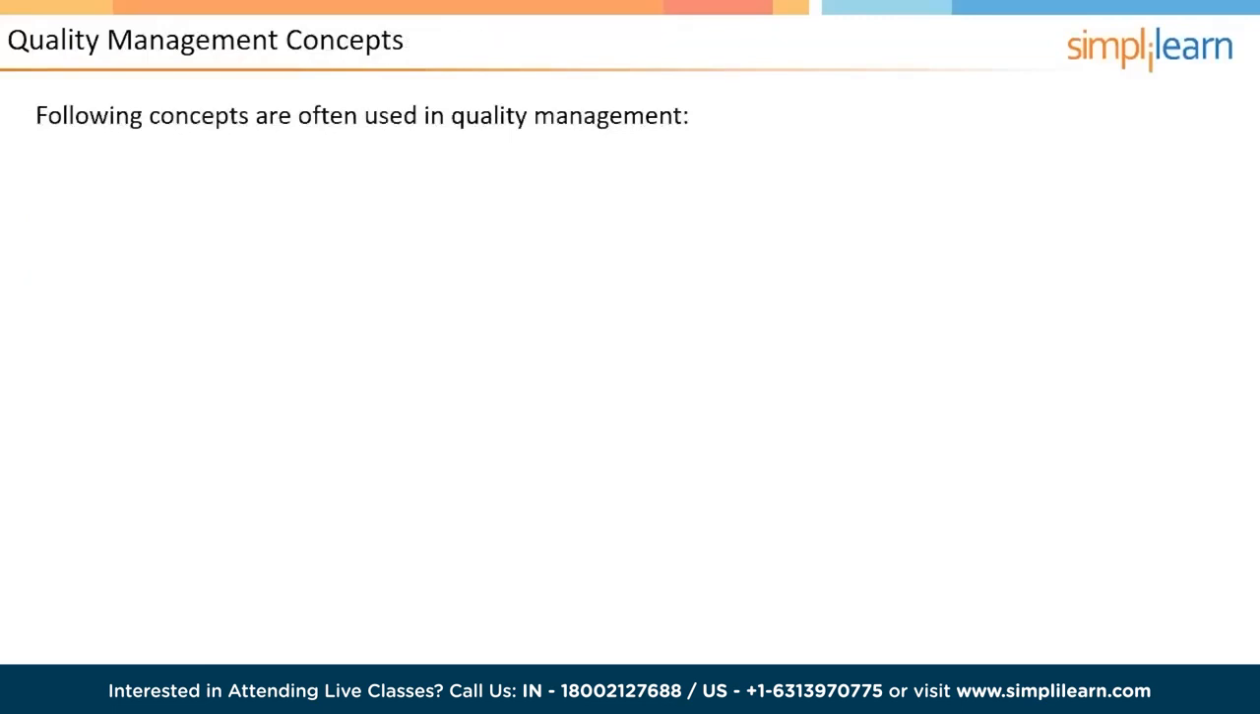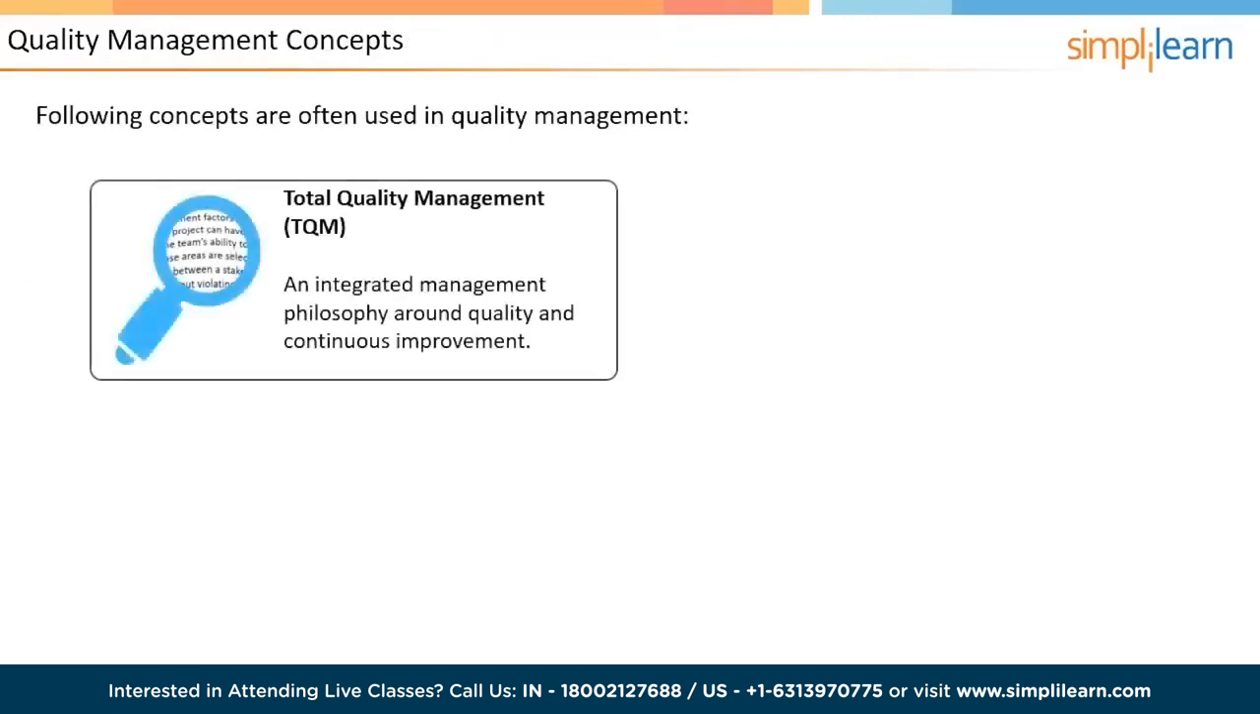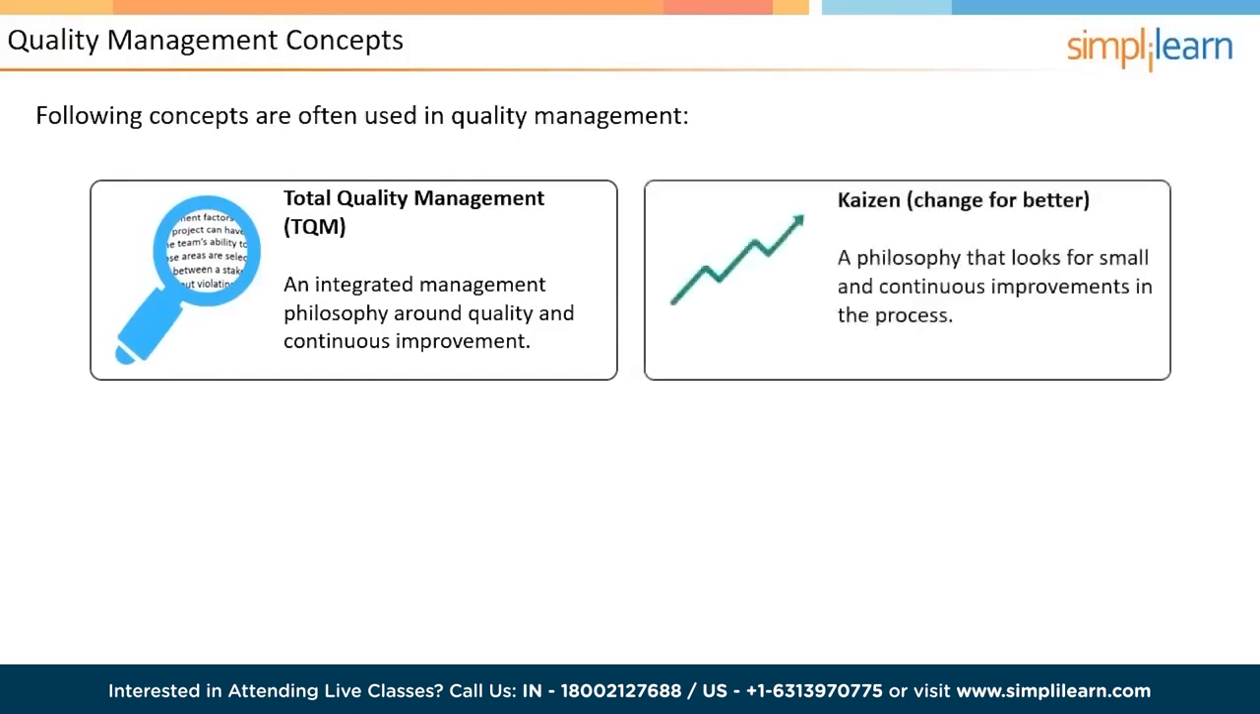Let us look at some terms that are commonly used in quality management parlance. Total Quality Management, or TQM, is a quality management philosophy that involves holistic thinking about meeting the objectives of an organization. It places the responsibility of quality squarely on the management. Kaizen is a Japanese term that stands for change for better. The Kaizen philosophy is one that should always be looking for small and continuous improvements in the process.